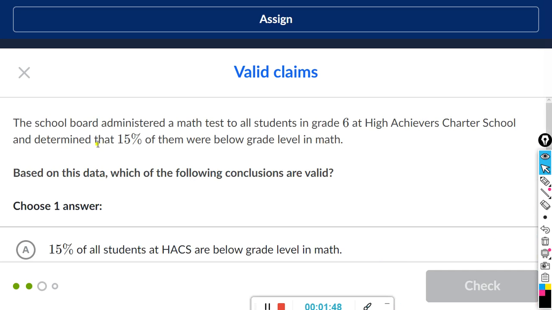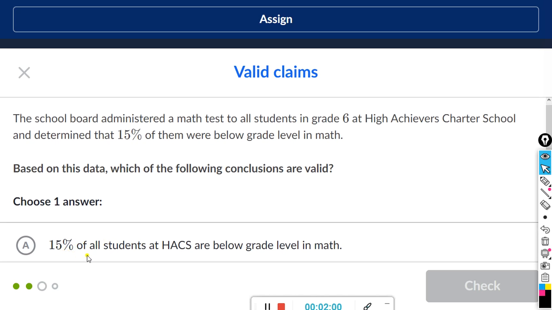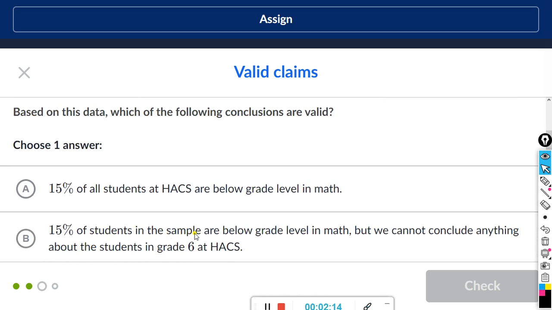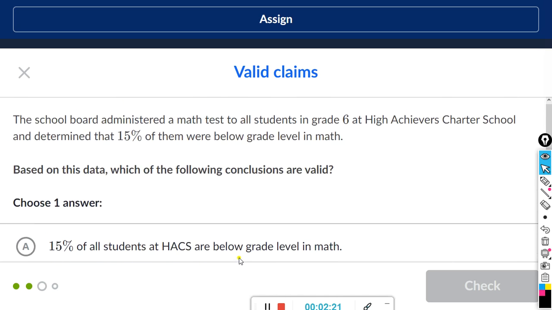Okay. School board administered a math test to all students in grade 6. 15% of them were below grade level in math. Which of the following conclusions are valid? 15% of all students at HACS are below grade level in math. No, okay? You can't say all students because they only did the ones in grade 6. 15% in the sample are below grade level, but we cannot conclude anything about the students in grade 6.